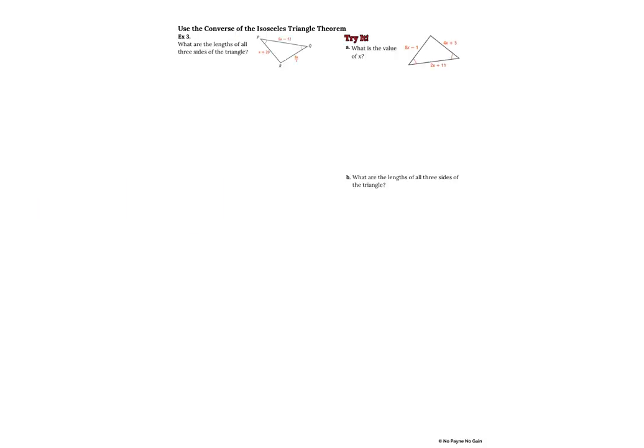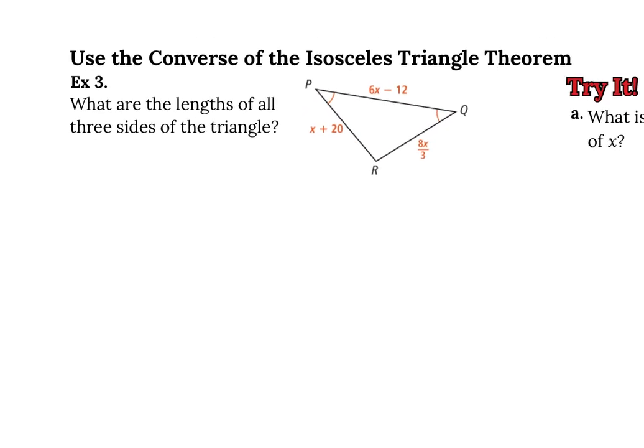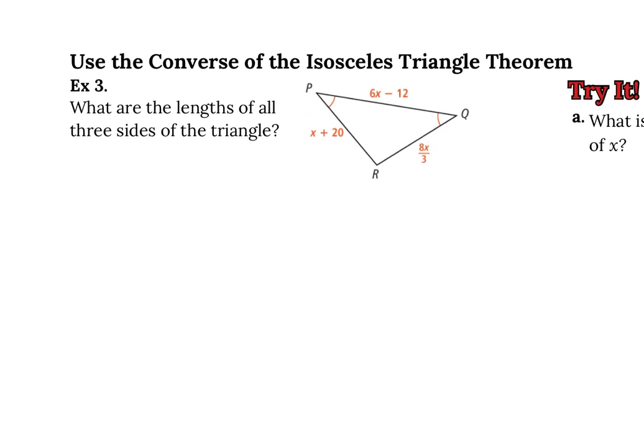All right, next. What are the lengths of all three sides of the triangle? So this time they gave us our side measures and not our angles, but I know that these two sides are equal to each other, so I can set those two equal to each other, solve for x, and then plug in x.